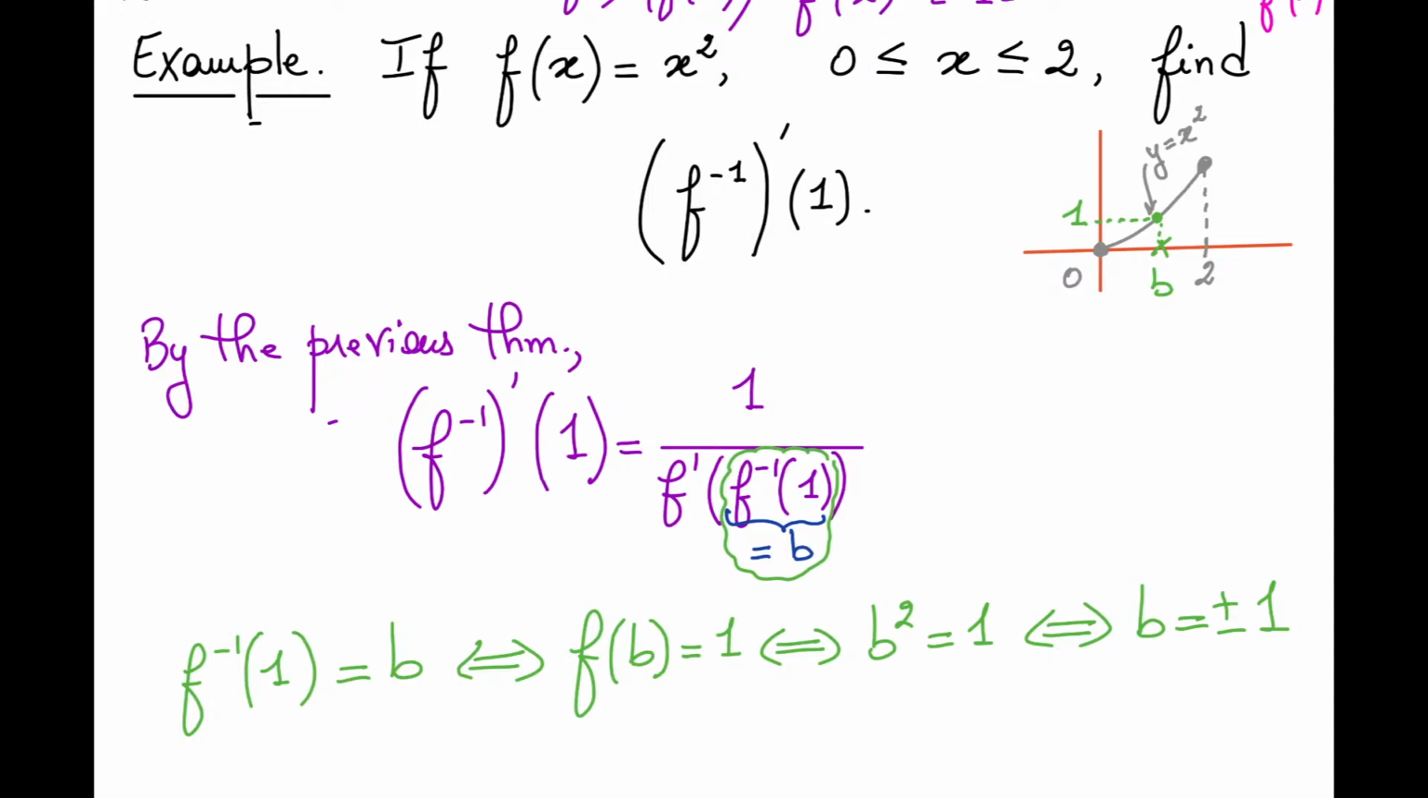Agree? So I'm going to circle just the positive part to indicate that this is the only choice, and the reason is because b is in the domain of the function, D sub f for domain. All right, so now I know what b is. It's actually 1. So I get that this is equal to 1 divided by f prime of b, which is 1.